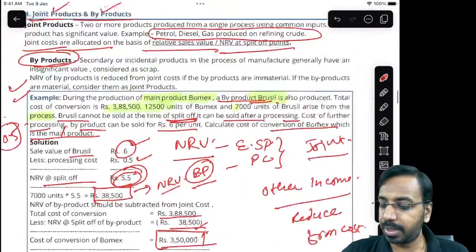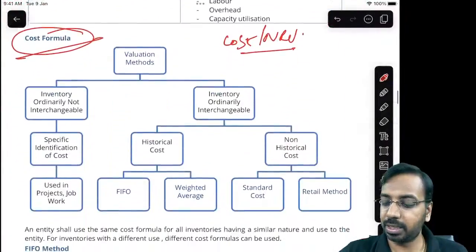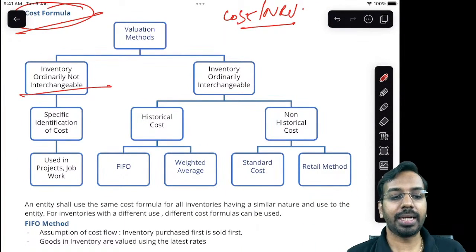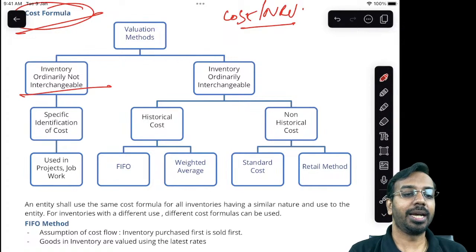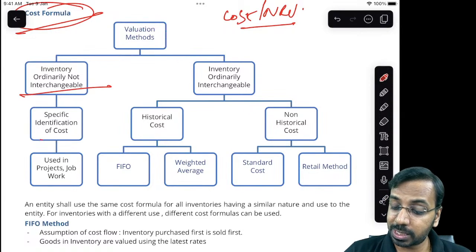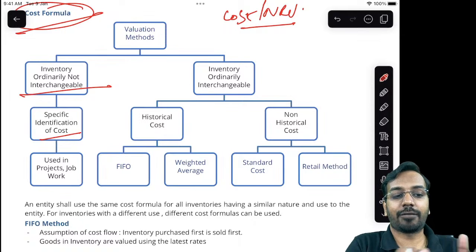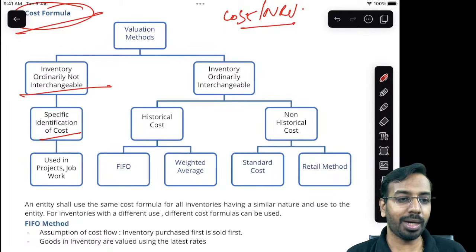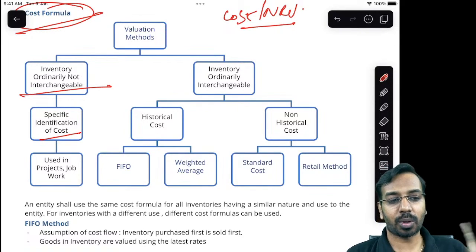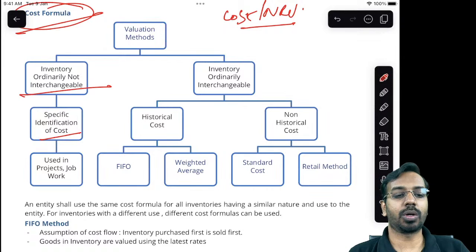Cost formula means, if I have to determine the cost of inventories, what are the various formulas I can use? Now, if inventories are not ordinarily interchangeable, let us say there is customized furniture which cannot be ordinarily interchanged, in such cases you will use specific cost. For example, I have an order of 5 furniture pieces, and each furniture is a different one. I cannot interchange them, so for each furniture I will check what my cost is and accordingly calculate the cost of the inventory.